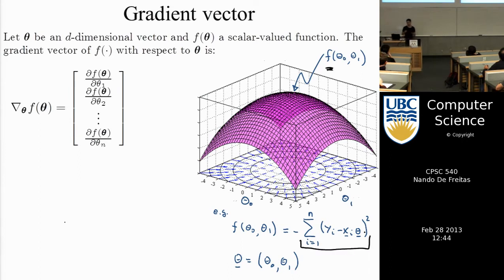I've argued before many times that if this is f, minus f is just the same function flipped over. So if we have a ball and we want to minimize it, that's the same as maximizing minus the ball. So we want to maximize this function, the negative error. And we have two parameters, theta naught and theta 1. The function is plotted here in purple, or magenta, in 2D.